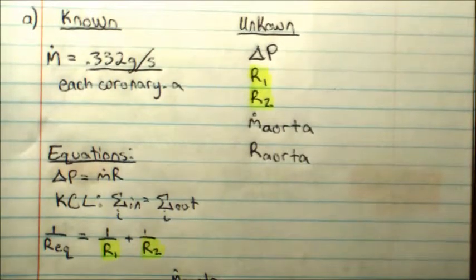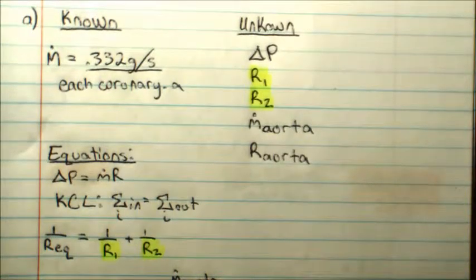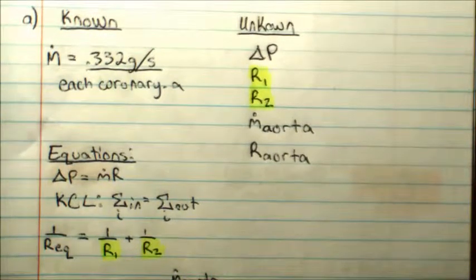So for the first part of the problem, we know that the mass flow rate is 0.332 grams per second for each coronary artery. We don't know what the pressure drop is. We don't know what the resistances in the first and second coronary arteries are. And we don't know what the mass flow rate through the aorta is, or the resistance.